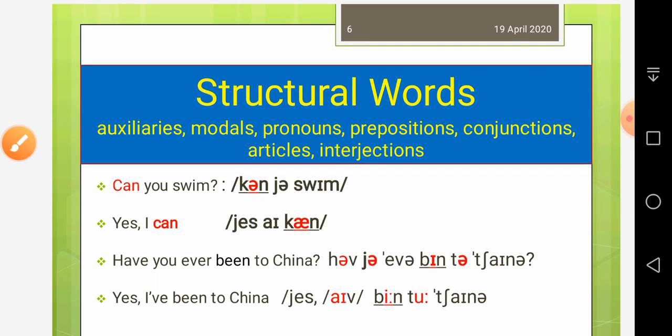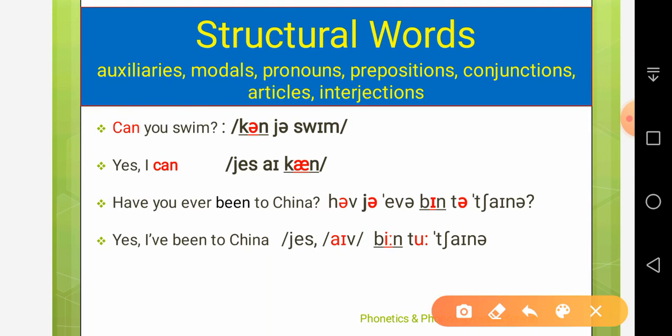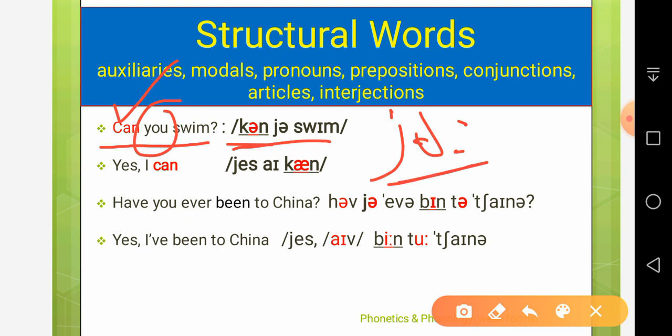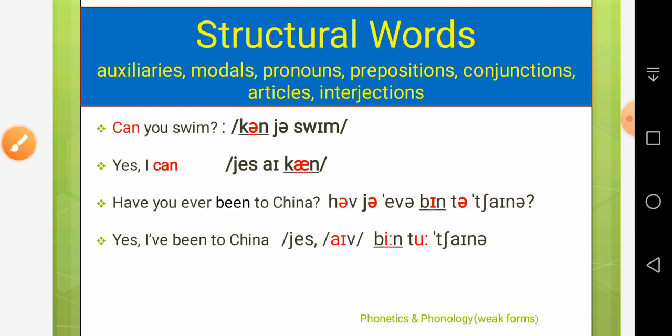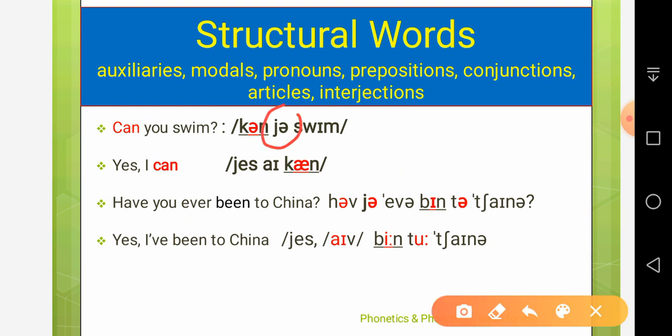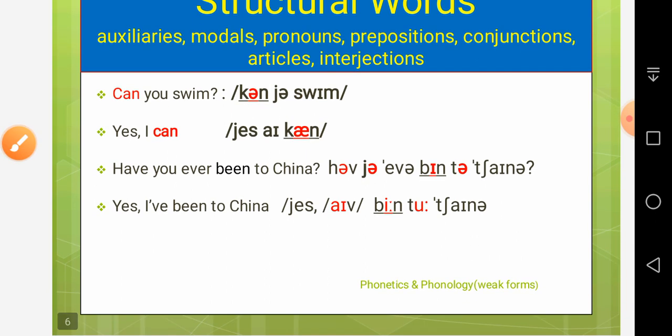Now here are a few examples. Please have a look at this sentence. In connected speech we will say kənja swim. Instead of saying can, we will say kən, the weak form. Instead of saying you, which is written like this, the strong form, we will use a short weak form like this. Kənja swim. But see the strong form.